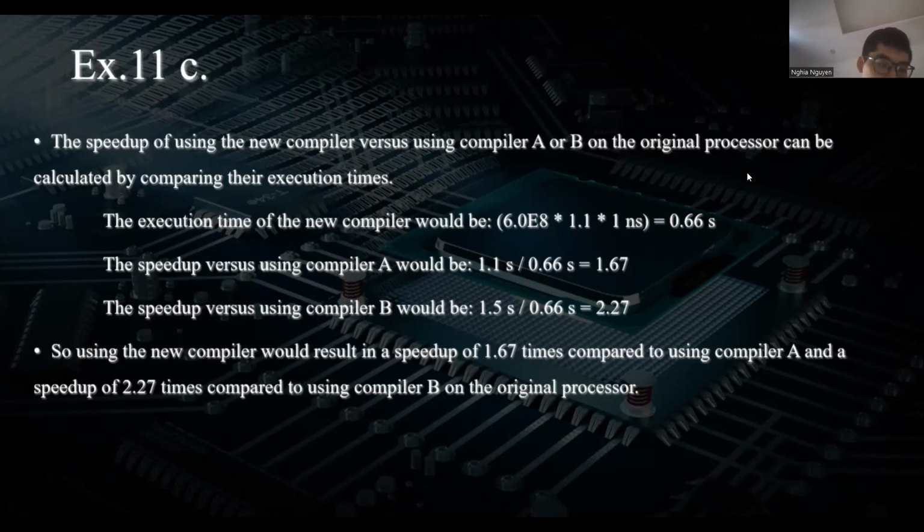So using the new compiler would result in a speedup of 1.67 times compared to using computer A, and a speedup of 2.27 times compared to using computer B on the original processor.